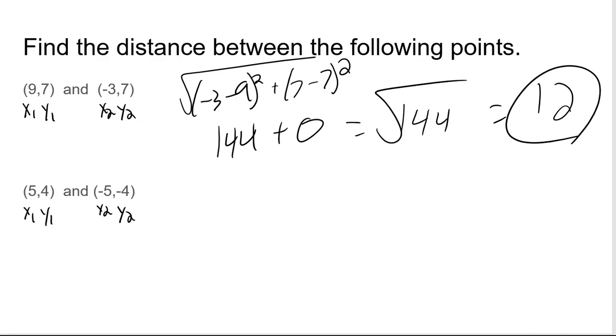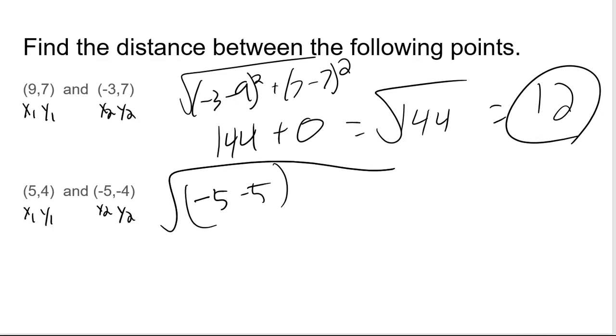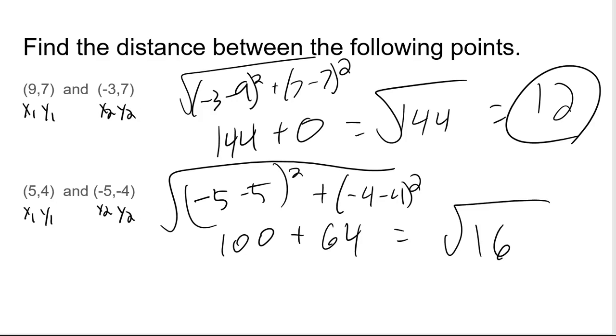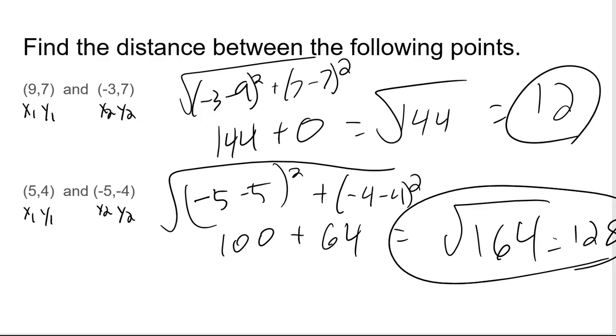There we go. Then we got negative 5 minus 5 squared plus negative 4 minus 4 squared. This comes out to be negative 10, so 100. Plus negative 4 minus 4 is negative 8. 64. That equals square root of 164. And give me 12.8.